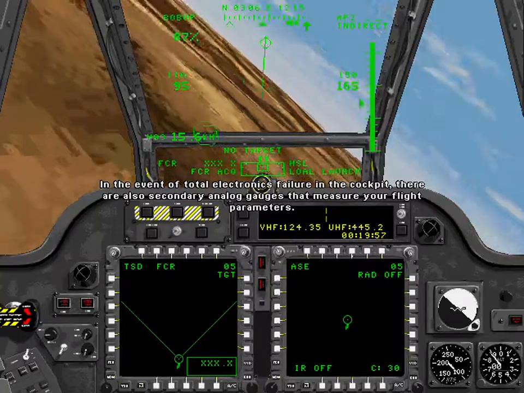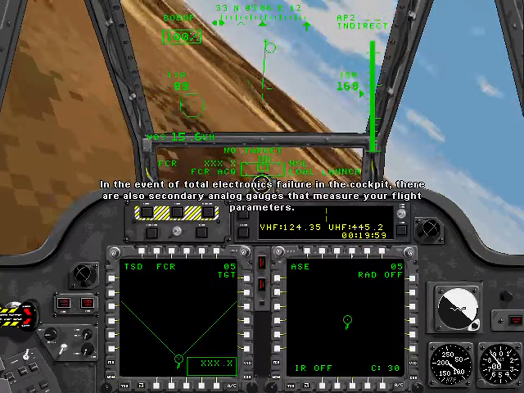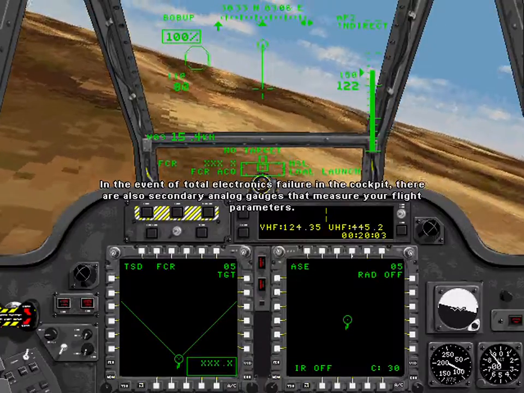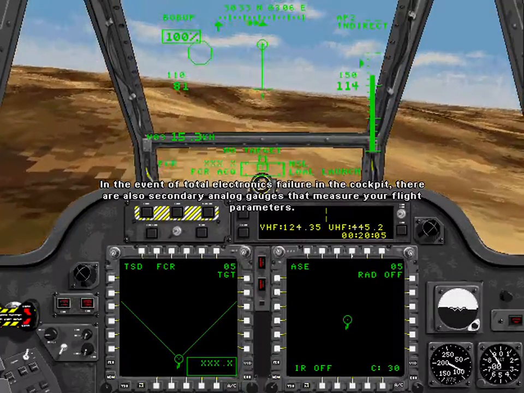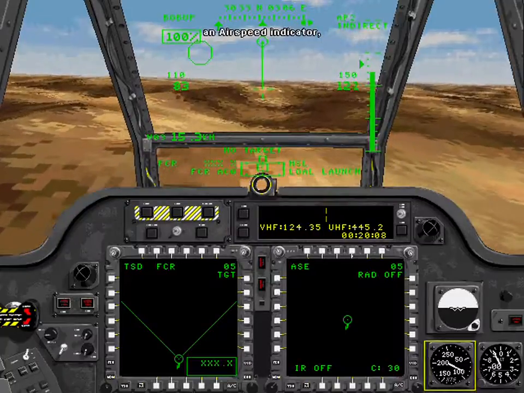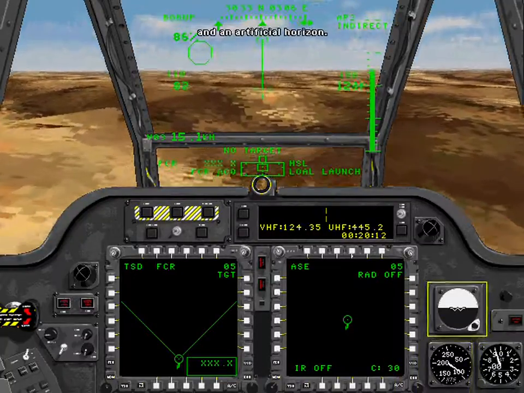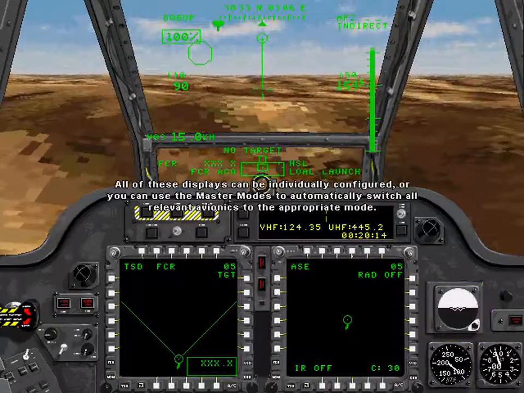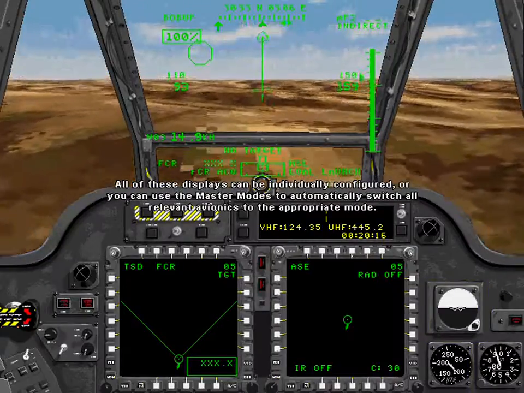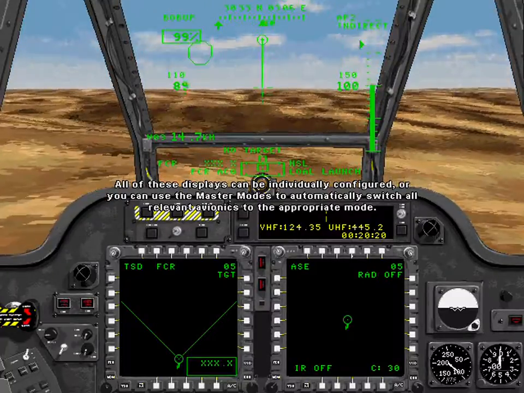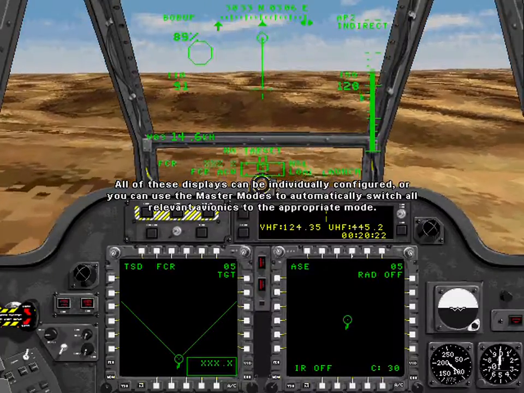In the event of total electronics failure in the cockpit, there are also secondary analog gauges that measure your flight parameters. These include an airspeed indicator, an altimeter, and an artificial horizon. All of these displays can be individually configured, or you can use the master modes to automatically switch all relevant avionics to the appropriate mode.